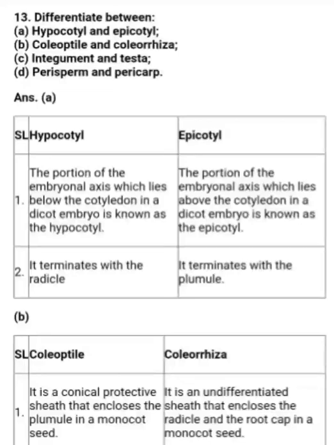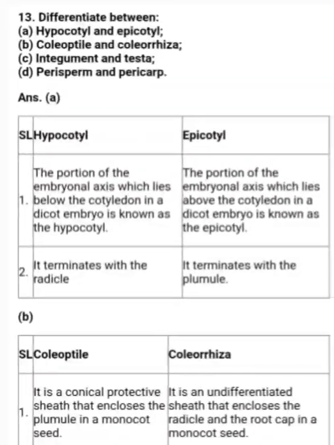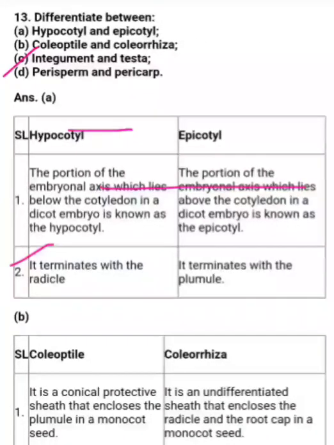Now next is the 13th question, that is differentiate between hypocotyle, epicotyle, coleoptile and coleorhiza, integument, testa, perisperm and pericarp. Let's start the first one, hypocotyle and epicotyle. Hypocotyle is the portion of embryonal axis which lies below the cotyledon in a dicot embryo, whereas epicotyle is the portion of embryonal axis above the cotyledon.